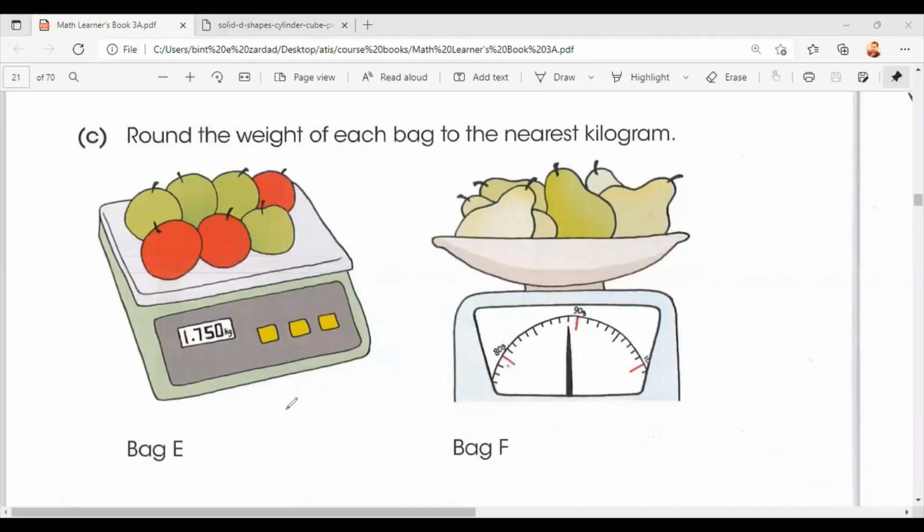You can write here 2. So bag E, it's nearest to 2 kilogram or 2 kilo, you can write. And this one is 90, so it's nearest to 1 kg or 1 kilo.